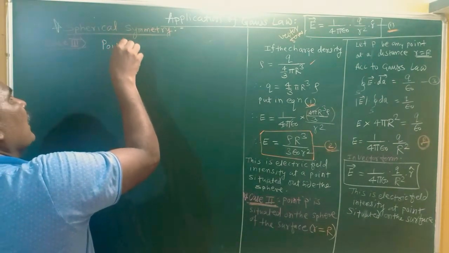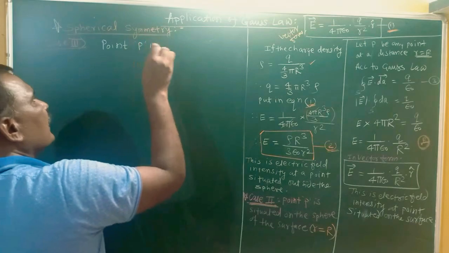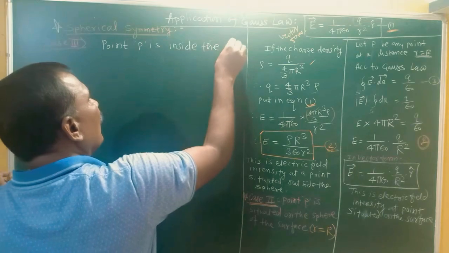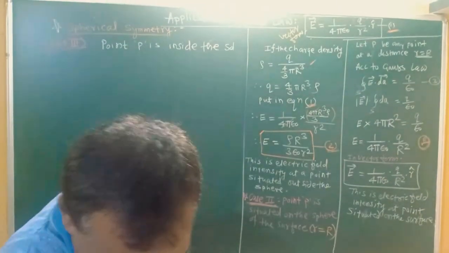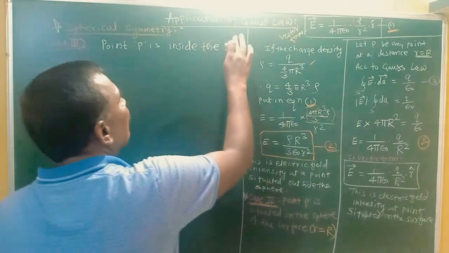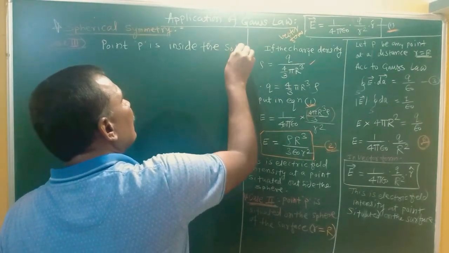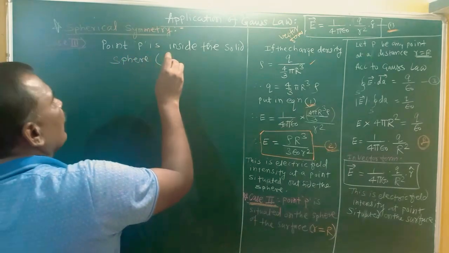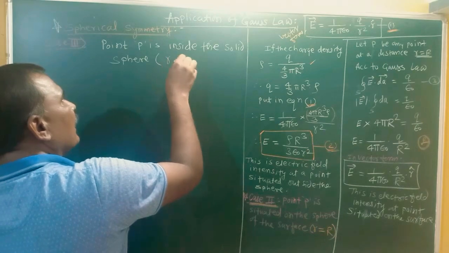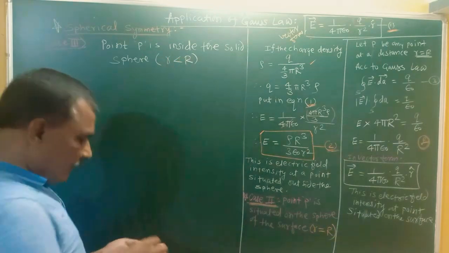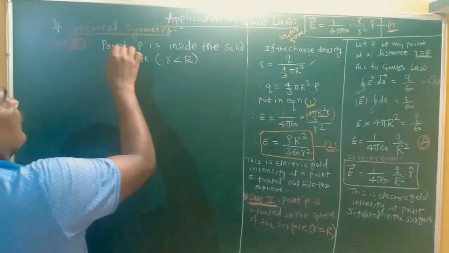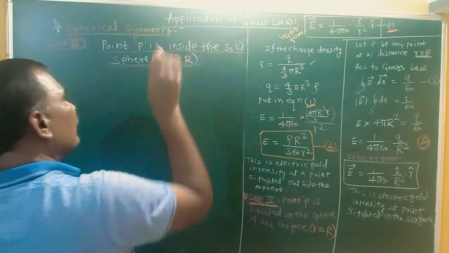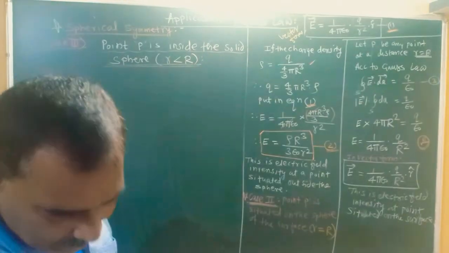Point P is inside the solid sphere, that is, small r is less than capital R. This is case number 3. Point P is situated where small r is less than capital R.